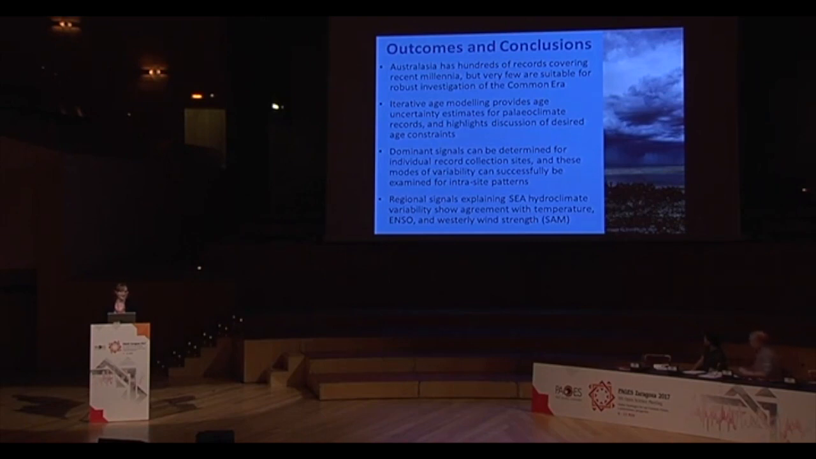Dominant signals can be seen in multi-proxy site-specific records. And when the modes of variability within these individual sites are compared, we can see regional intrasite patterns. These regional patterns that we identify show agreement, we hypothesize that they represent hydroclimate variability over the past 2,000 years and show agreement with the recent OS2K temperature reconstruction, El Nino Southern Oscillation reconstruction, and westerly wind strength.